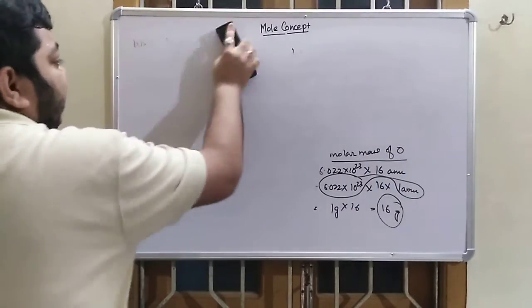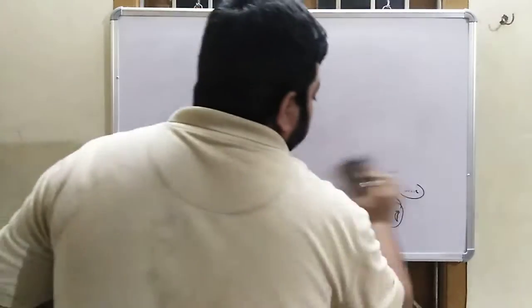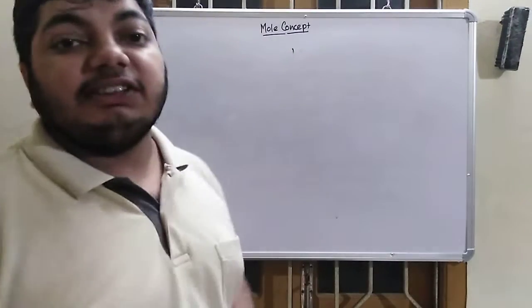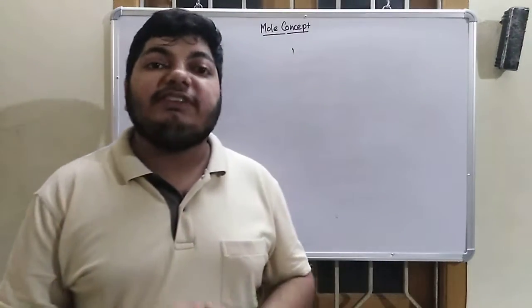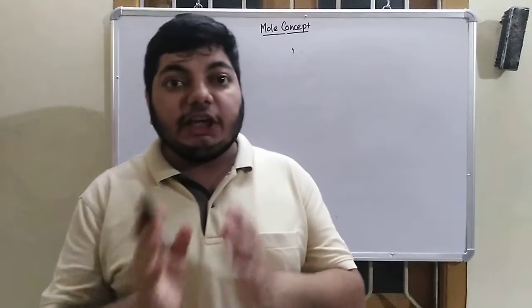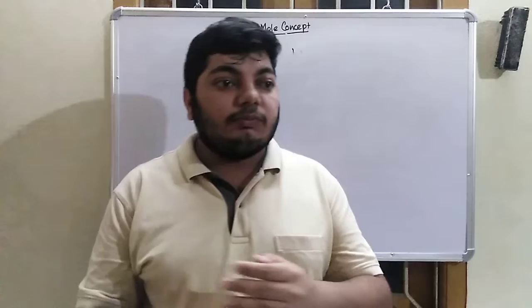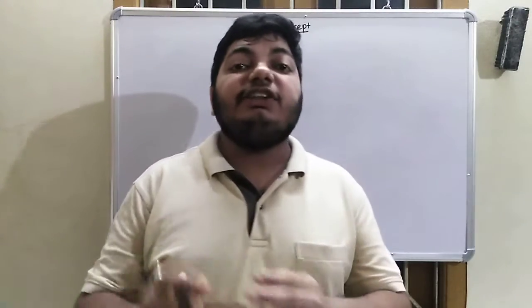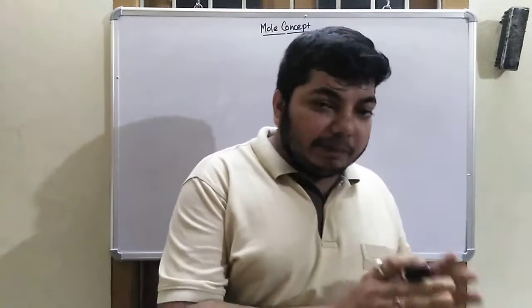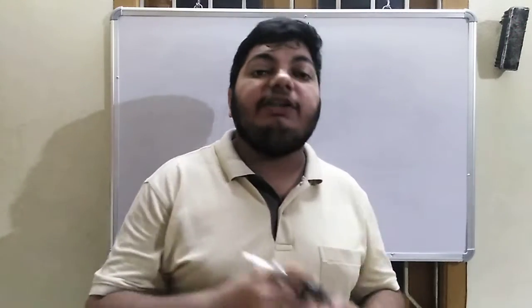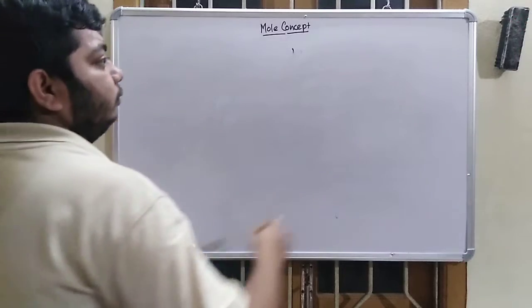So now we have understood the concept of molar mass also. Now what is molar mass? Molar mass is the mass of 1 mole of a substance, and it is numerically equal to the mass of an atom or a molecule, but the difference is in their units. In atomic state or molecular state, it is given in AMU, atomic mass unit, whereas in molar state it is given in grams.